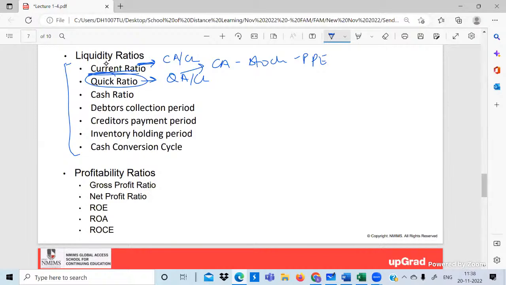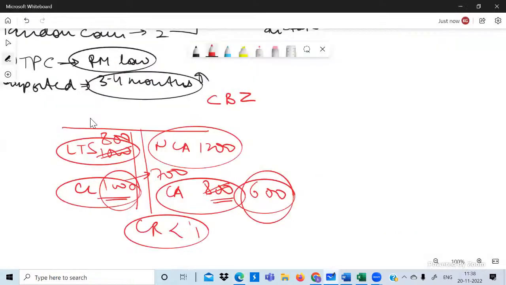Yeah. Anyone from the batch? Why do you deduct stock and prepaid expense? Very short-term liability fulfillment. Okay. Anything else? Anyone? So for calculating, stock will take time to get liquid.